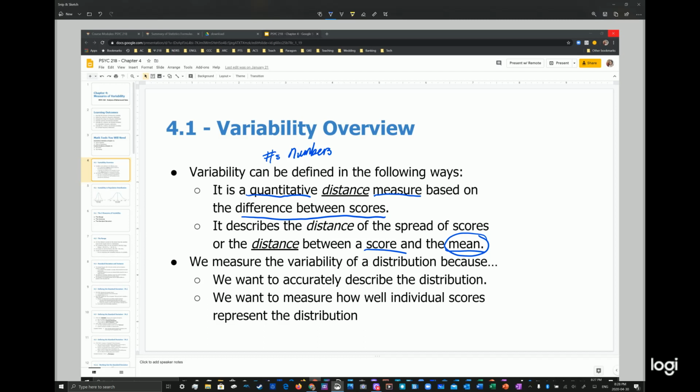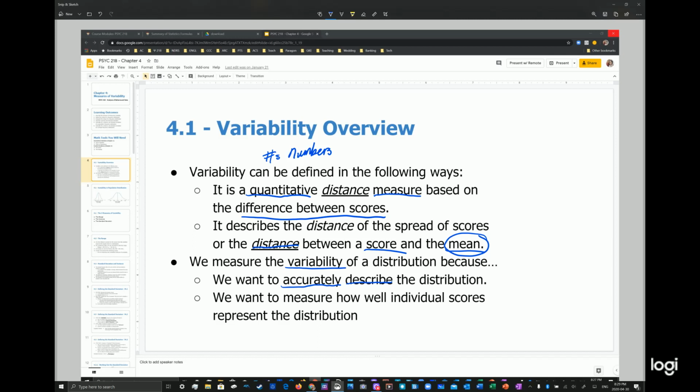And so using the mean, we can use that as a reference point to figure out what each score is in relation to the mean, and we measure that by the distance between them, that is, the score and the mean. And we want to measure variability in the distribution because we want to do more accurate descriptions of the distribution. If we only know the expected value, you only know one value.